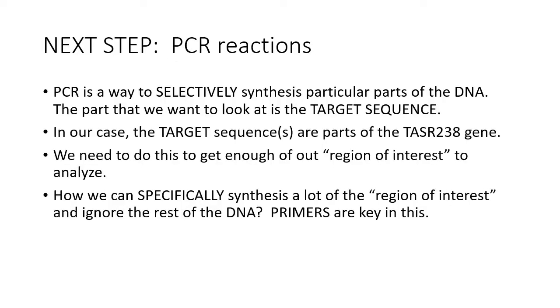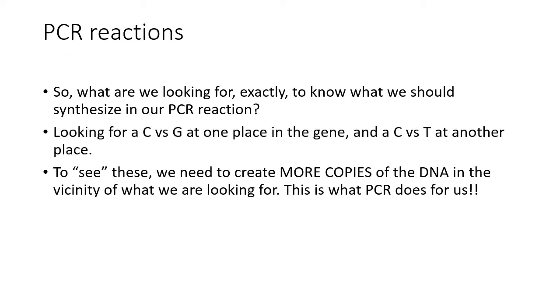Okay, so what PCR does, of course, is selectively synthesize particular regions, and we're calling this the target sequence. So in our case, the target sequences are specific parts of the TAS2R38 gene, and those regions that we're amplifying, our region of interest, are going to contain the nucleotides that we're looking for. Okay, so we're looking at a C versus G at one place and a C versus T at another place. So we obviously need many more copies of the DNA that we can use then to test which of those alleles is present.